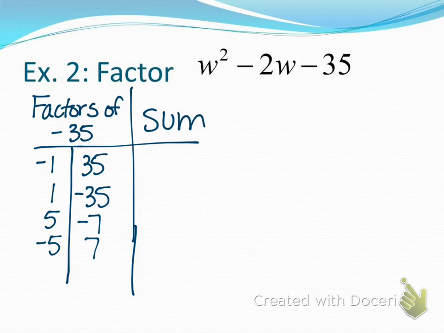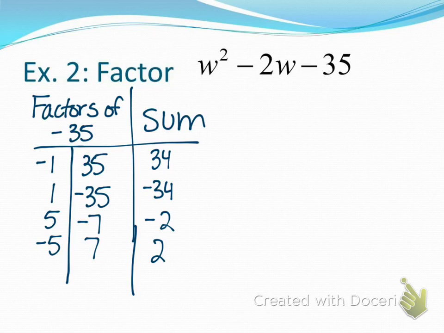All right, we have to find their sums. Tariana, what's the sum of negative 1 and 35? 34. All right, we have to go to 1 and negative 35. Jakeem, what do you think that sum's going to be? Negative 34. The sign changes. All right, then we've got 5 and negative 7. Houston, what do you think that sum is? Negative 2. And our last sum. Keon, what's our last sum? Positive 2.